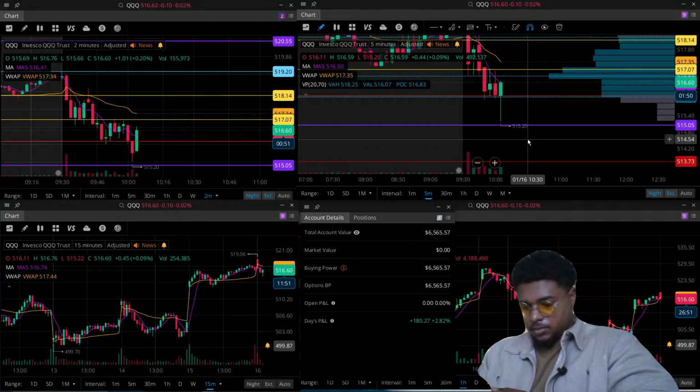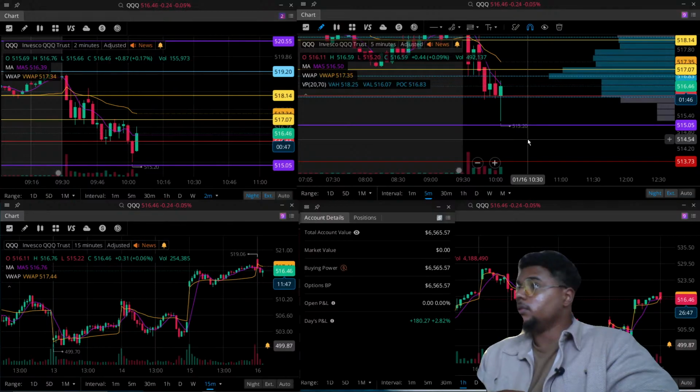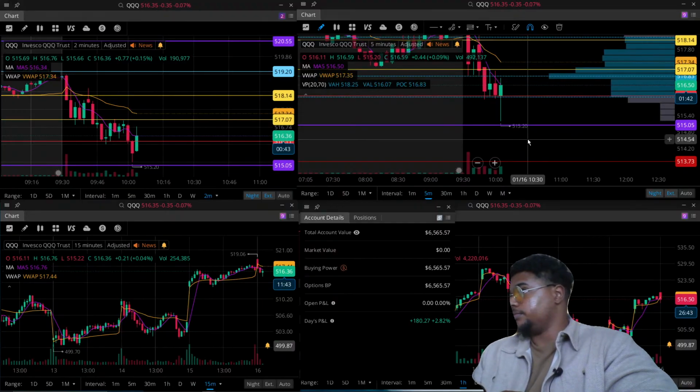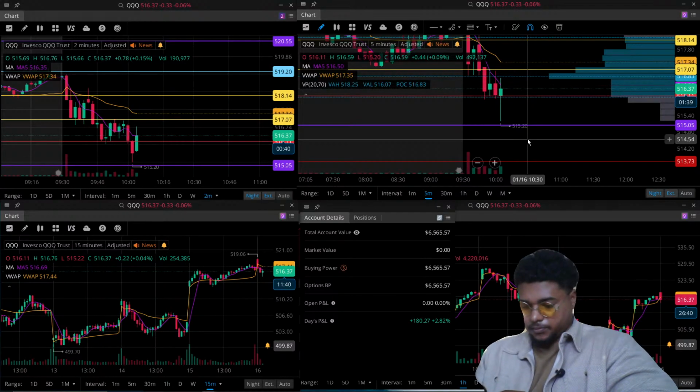So I'll probably reverse my strategy and I'll do buy on the close of the 5 minute, because it's as simple as buy support, sell resistance.